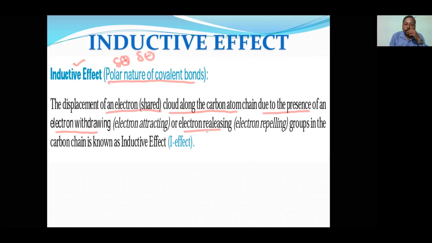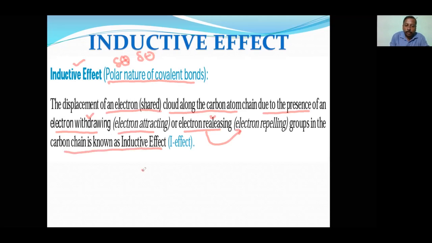So electron, some books write it as electron releasing, some places write it as electron repelling. Some books write it as electron withdrawing, some places write it as electron attracting. But withdrawing and releasing is mostly used. Now that carbon chain effect is known as the inductive effect.